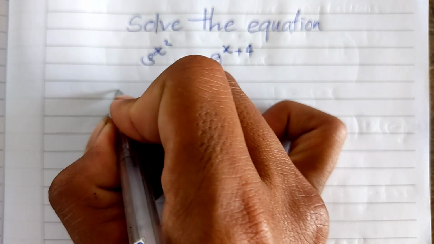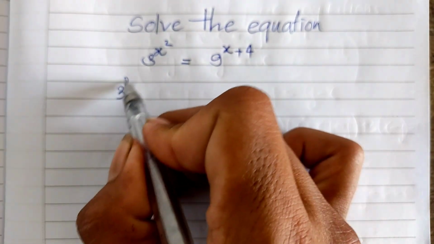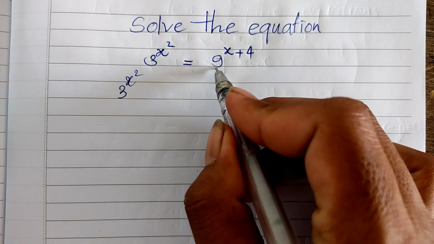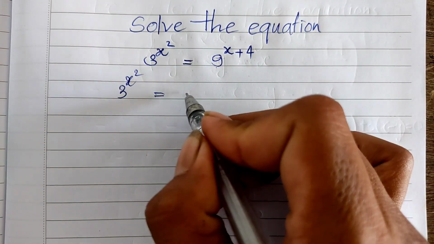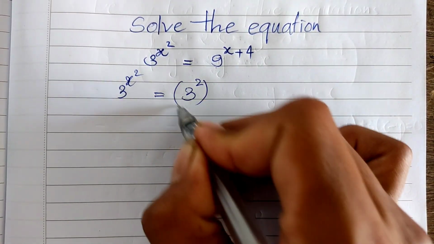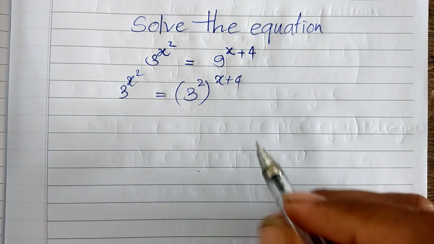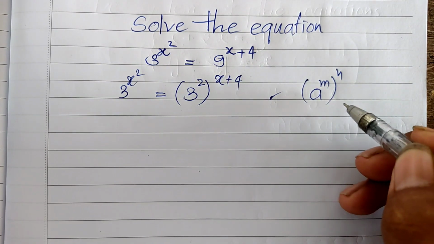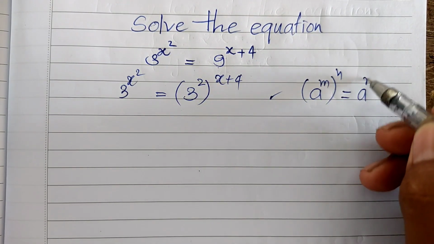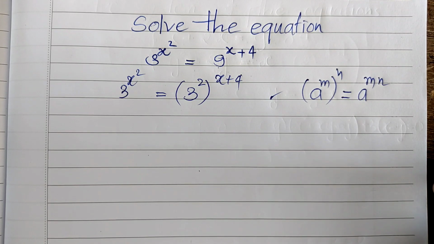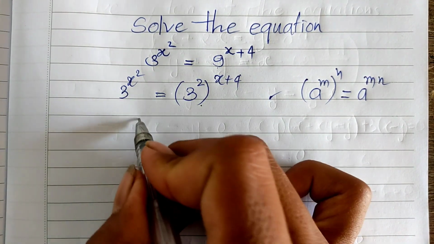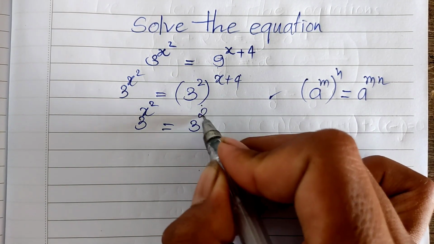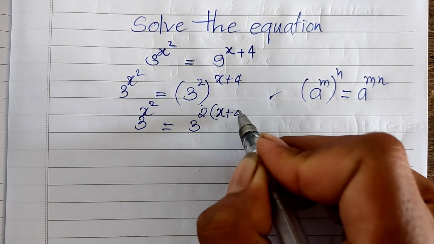The equation is 3 power x squared. This equation has the base 9, which I can write as 3 squared, all to the power x plus 4. So if we use the rule (a^m)^n equals a^(m times n), we get 3 power x squared equals 3 power 2 multiplied by x plus 4.